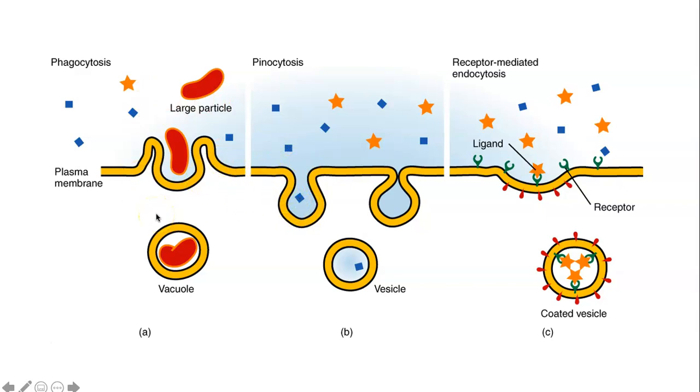So what cells actually do phagocytosis? One example is immune cells. They'll phagocytize invading pathogens. What they'll do is bring it in, and then dismantle it, degrade it, or digest it, basically, in that vacuole.